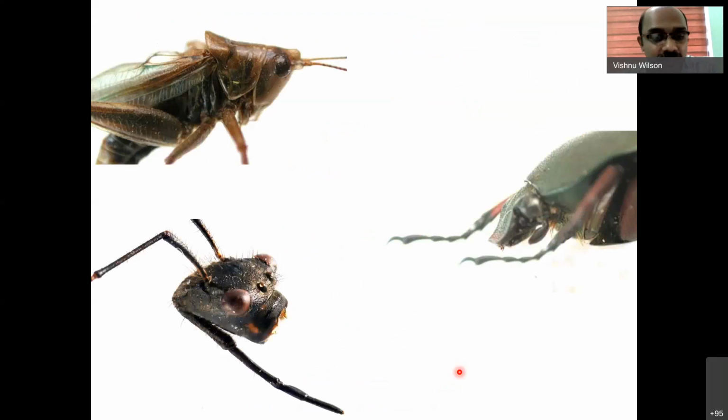Yes, now you can see it. This is the hypognathous head, the mouthpart over here. This is a prognathous one, with the mouthparts directed forward, anteriorly. This is the opisthognathous one, with the mouthpart directed backward. Okay, fine.